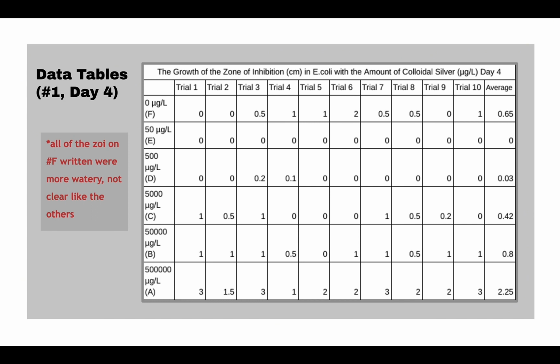So I have a few data tables. This is number 1 for day 4. This is also test 1 until it says so. All of these will be test 1. In this one, all of the zones of inhibition on test F were more watery, not clear like the others. I will show this later. And then here was the graph.